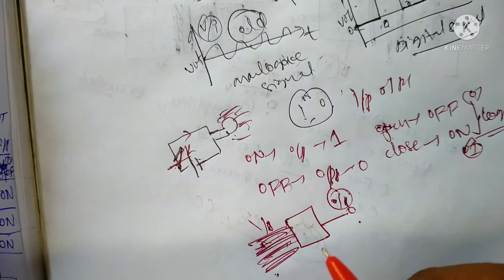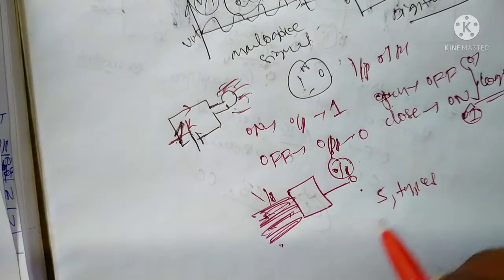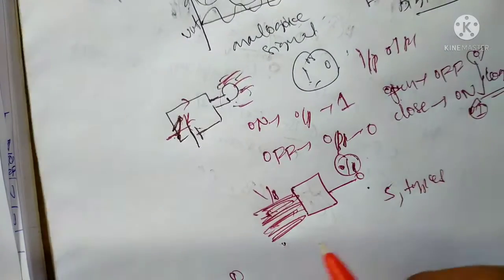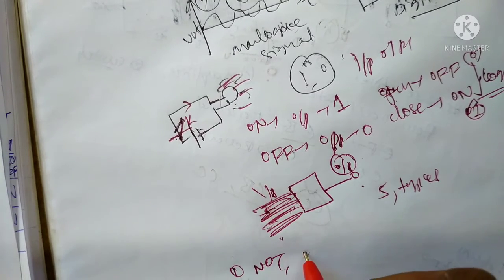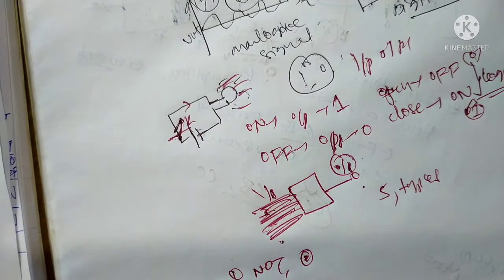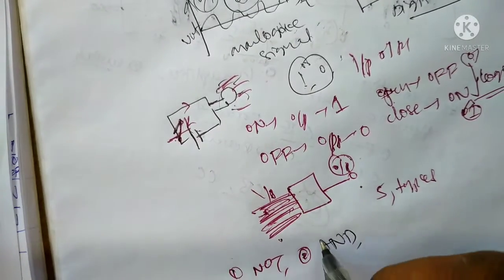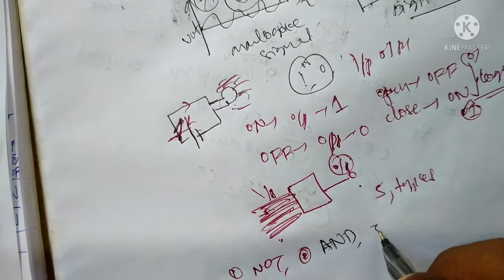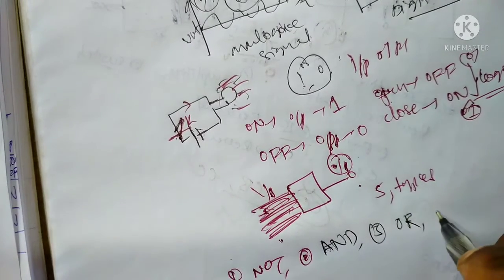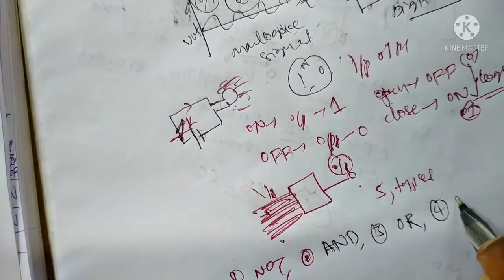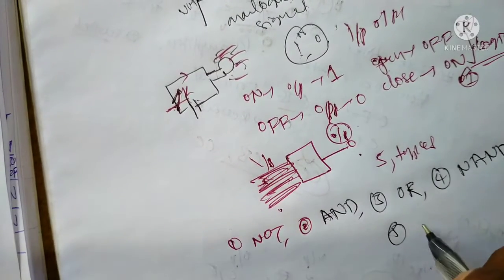Logic gates are of 5 types. The first one is the NOT gate. The second one is the AND gate. The third one is the OR gate. The fourth one is the NAND gate. The fifth one is the NOR gate.